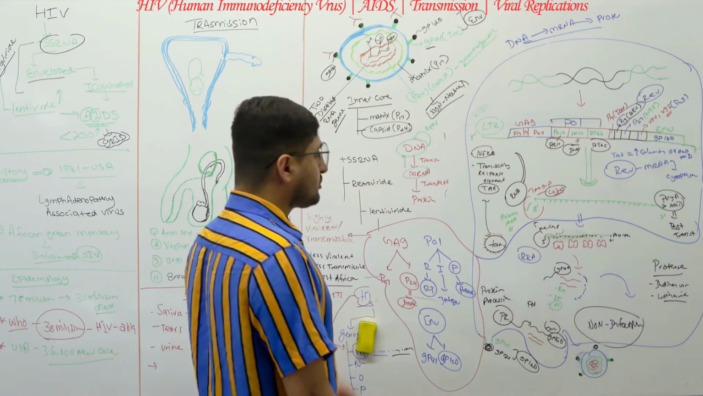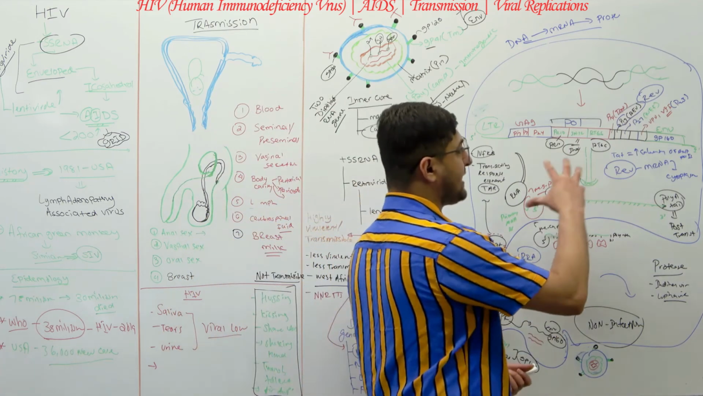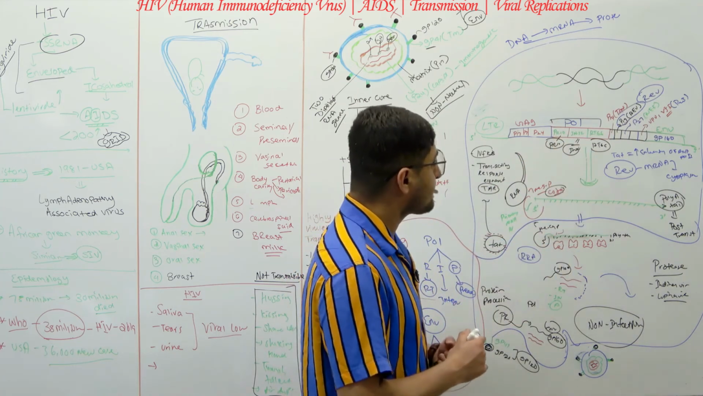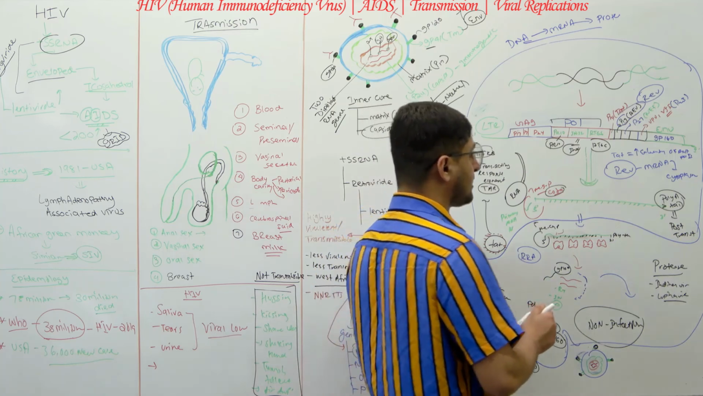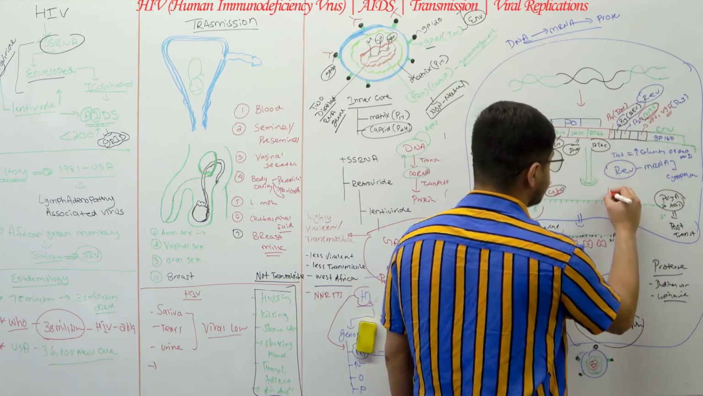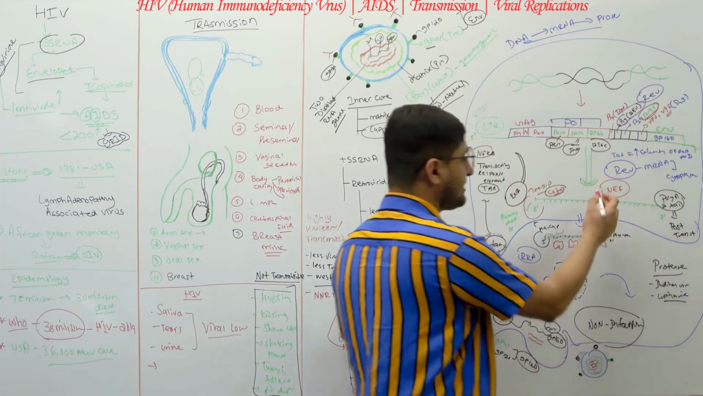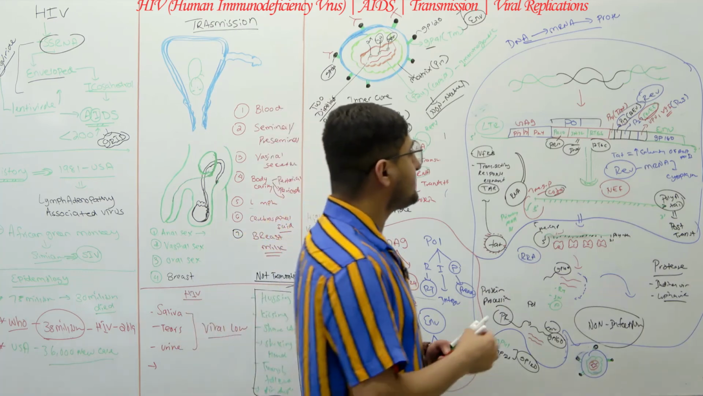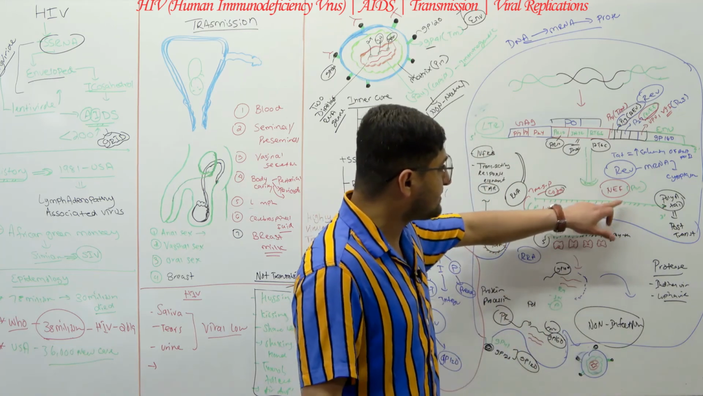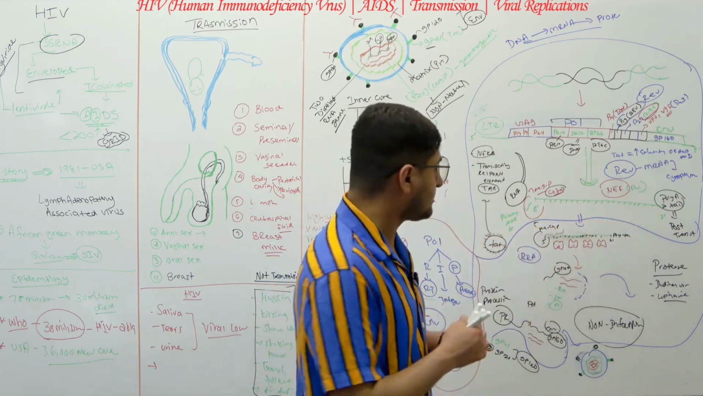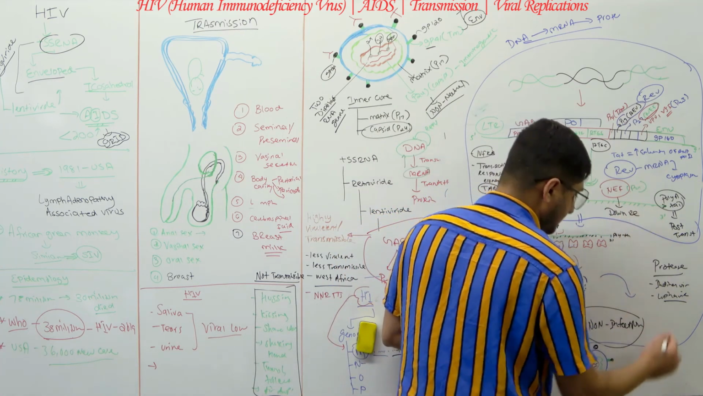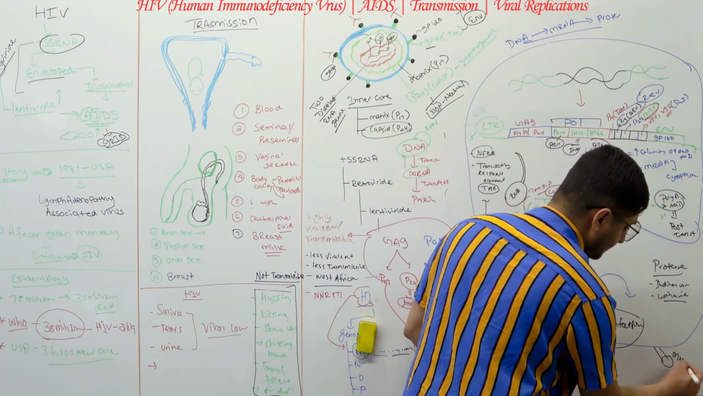Now quickly we'll talk about some more concepts. After you make these new virion particles, what happens to these cells? That's something you have to remember. Let's talk about the role of the NEF gene. What does NEF mean? Negative effector factor, a P27 protein. What does it do? You have to remember this. One of the functions of this NEF protein is that it down-regulates the expression of MHC1.